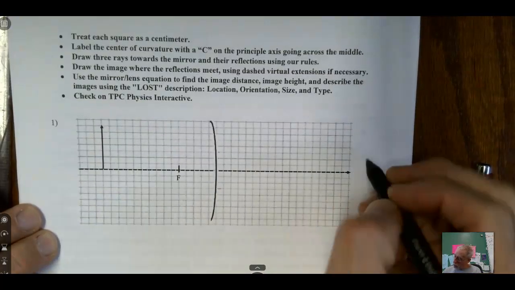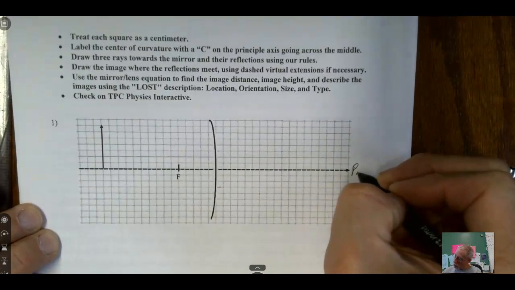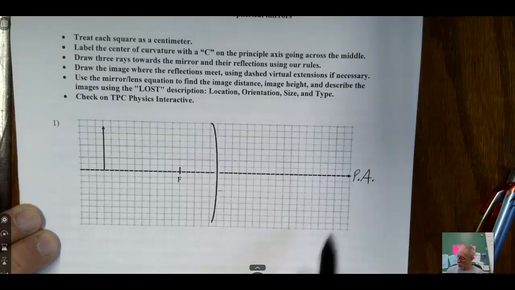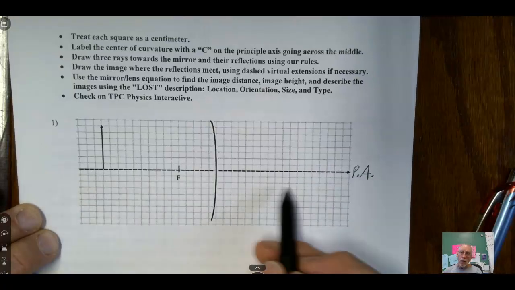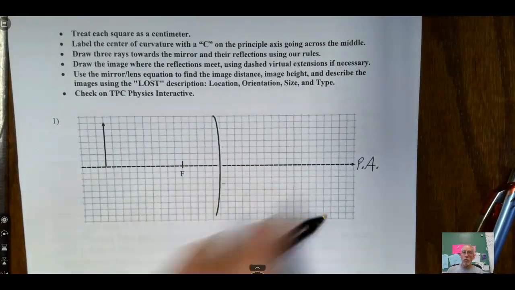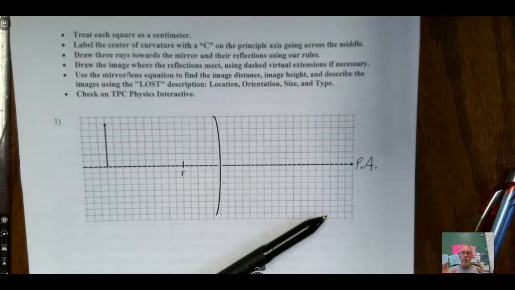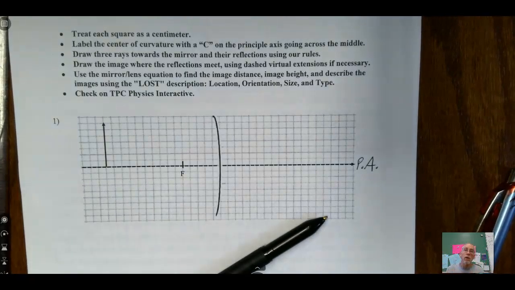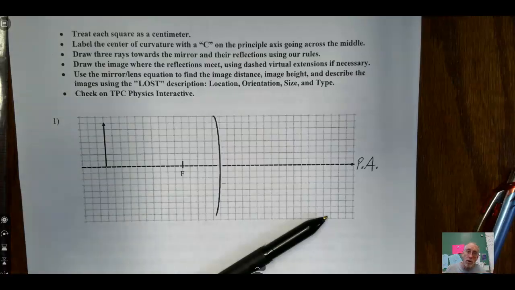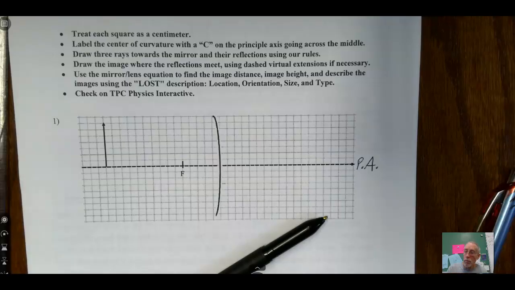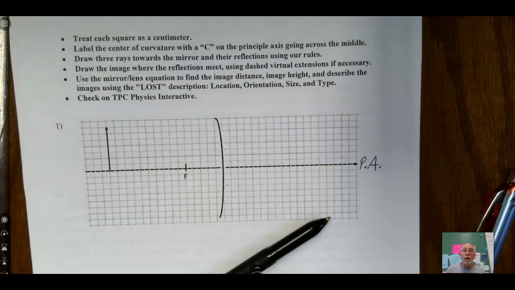So let me define what this line here is. This line is called the principal axis. I label it PA. And it's essentially like if you could imagine taking this mirror and turning it into the entire sphere. We're just seeing a little section of the sphere here. Think of a basketball that has a mirrored surface on the inside. That would be a spherical mirror. And we're seeing a little subsection of this. Well, this line here is like a diameter across the entire basketball.